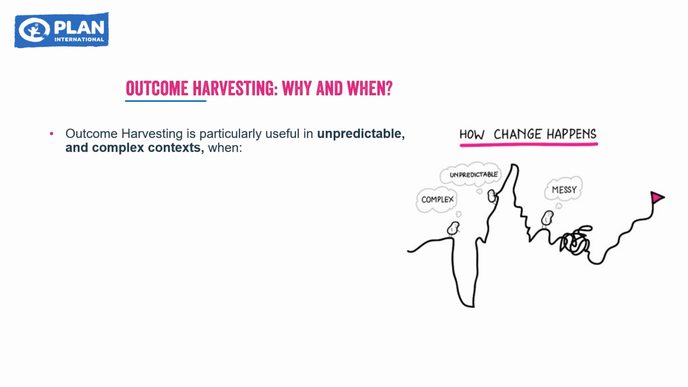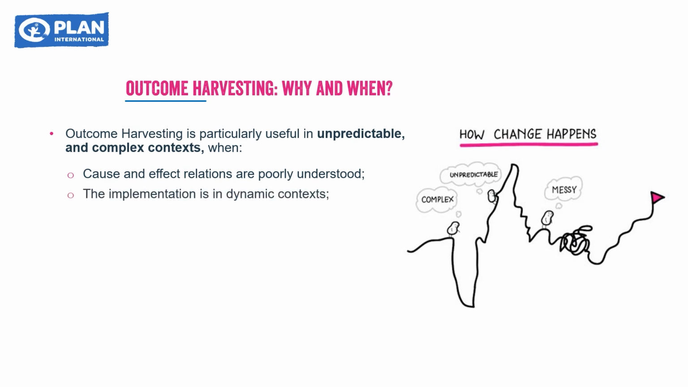Outcome harvesting has proven to be particularly useful in unpredictable and complex situations, which is often the case in the development and social sector. In cases where cause and effect relationships are poorly understood, such as which intervention led to increased awareness about harmful practices. When the intervention is implemented in dynamic contexts.